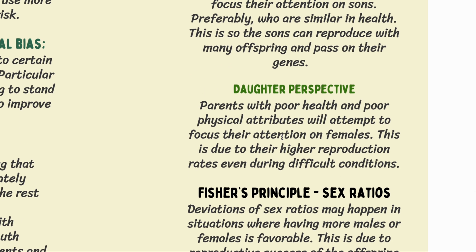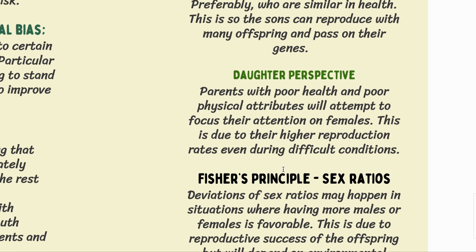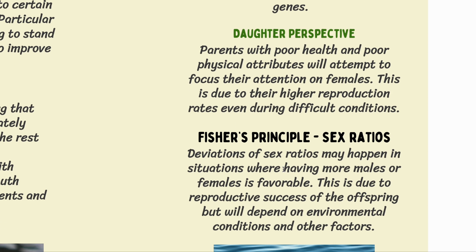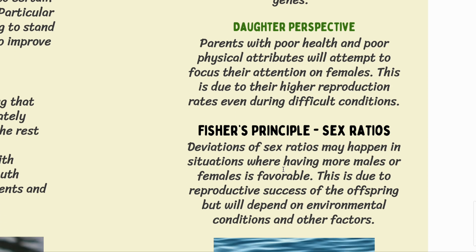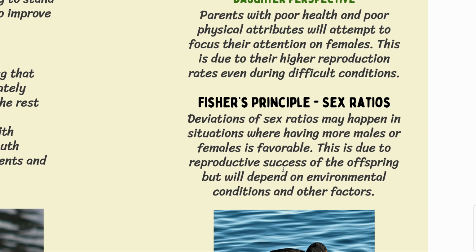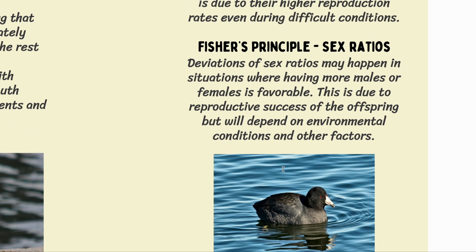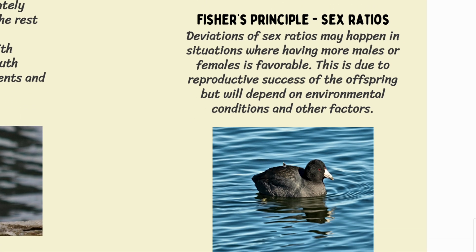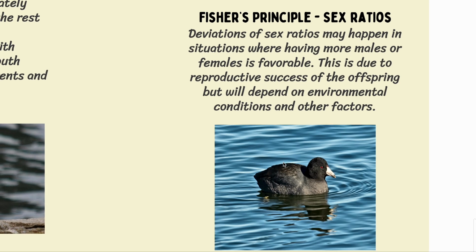Parents with poor health and poor physical attributes will tend to focus their attention on females, invest more time, more nurturing, and resources on their females. This is due to their high reproduction rates, which in turn can help continue the survival when males are not surviving. Many females will in turn have many offspring. It is not the most efficient mode of survival, but it works when there's not a lot of resources.